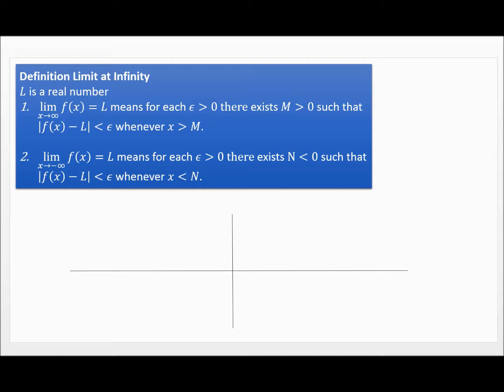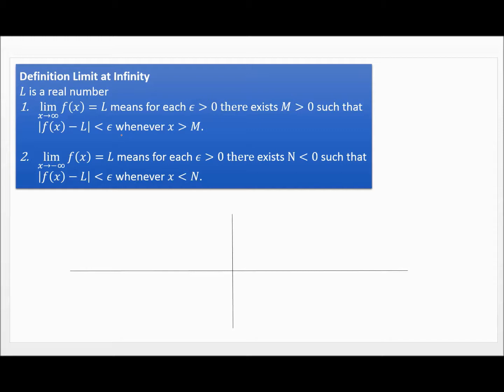So, a definition of a limit at infinity. L is going to be a real number, just a number. It's a y value. And we say the limit as x goes to infinity. Now that's the first time we've had infinity as our limit value. So the limit as x goes to infinity of f of x equals L means that, you're going to love this, for each epsilon greater than 0, there exists an M greater than 0, such that |f of x minus L| is less than epsilon whenever x is bigger than M.